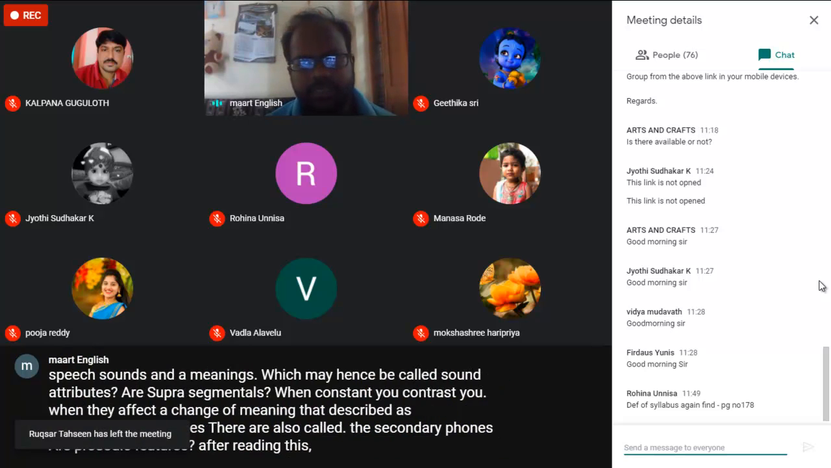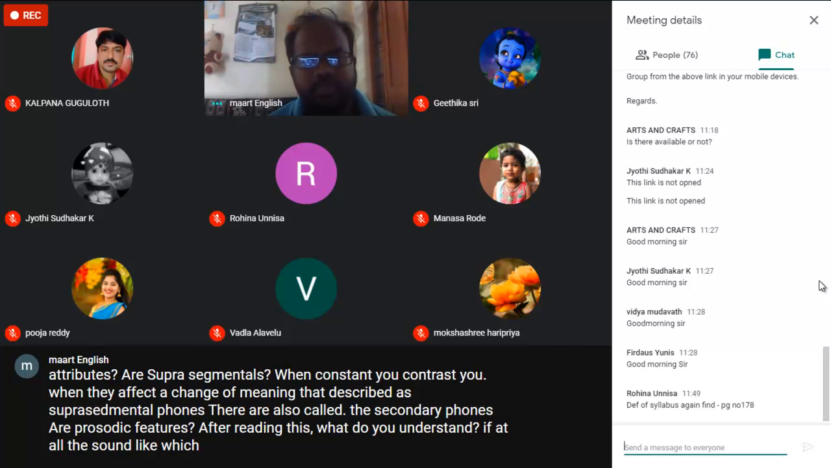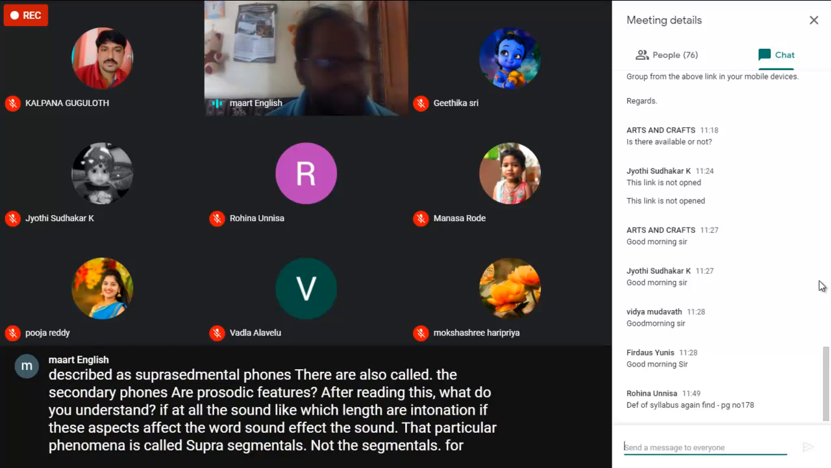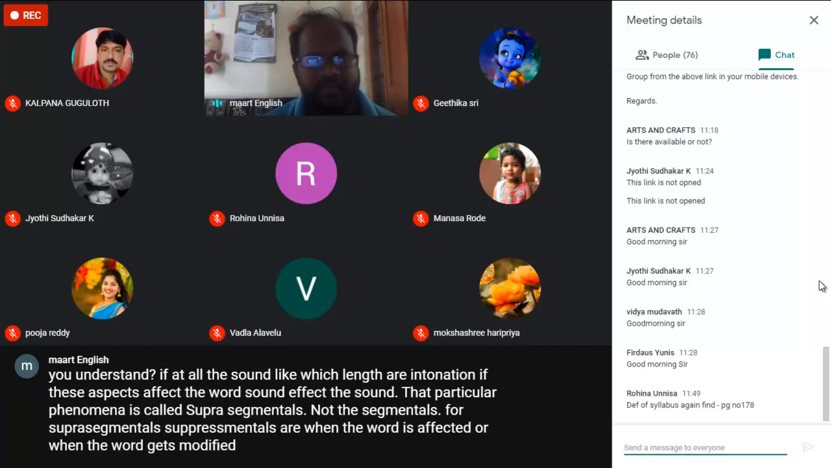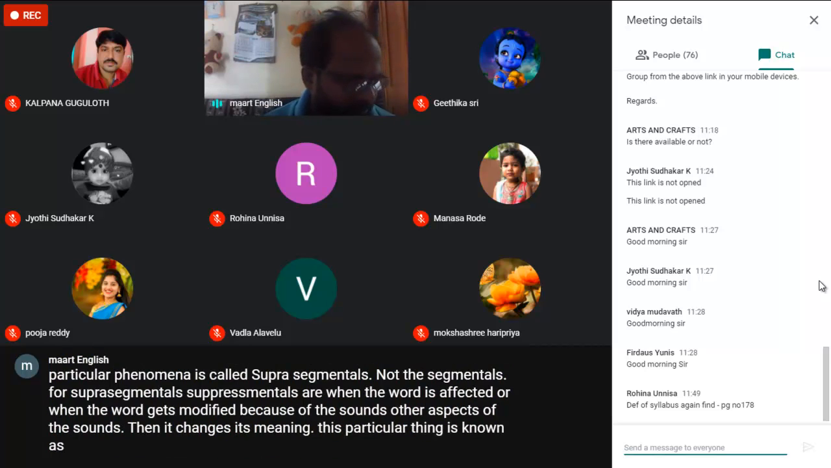After reading this, what do you understand? If at all the sounds like pitch, length or intonation, if these aspects affect the word sound, that particular phenomenon is called suprasegmentals, not the segmentals. Suprasegmentals are when the word gets modified because of other aspects of the sounds, then it changes its meaning. This particular thing is known as suprasegmentals.